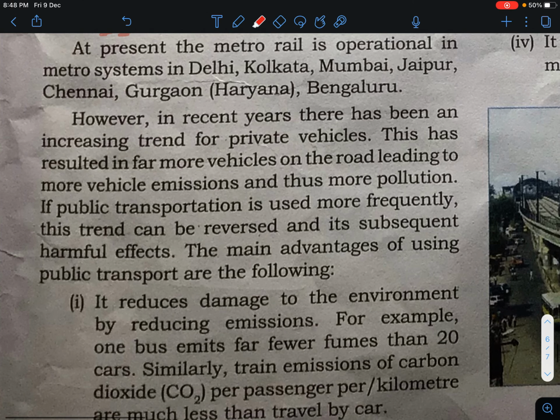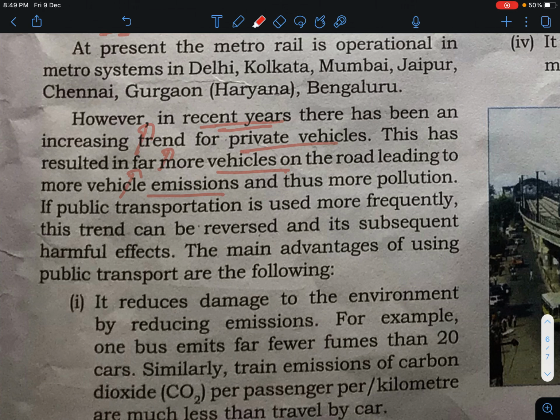However, in recent years there has been an increasing trend for private vehicles. It has become a trend to have private vehicles, and this has resulted in far more vehicles on the road, and thus more vehicular emissions and more pollution. If public transport is used more frequently, then this trend can be reversed.